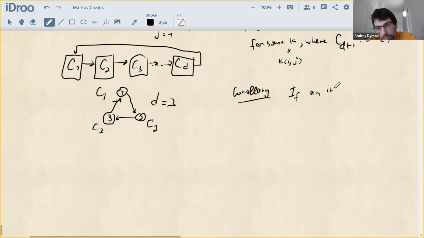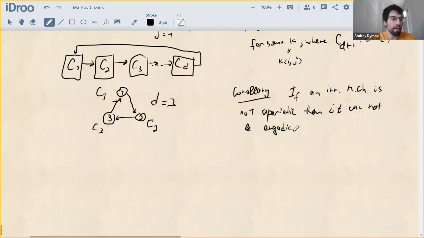If an irreducible Markov chain is not aperiodic, so it has period more than 1, then it cannot be ergodic. It cannot be ergodic. Why? This is a question for you.